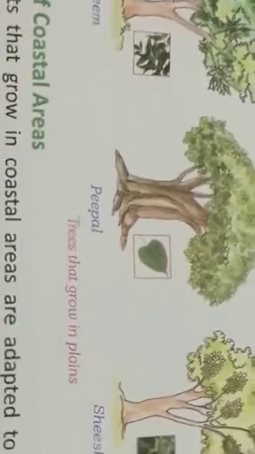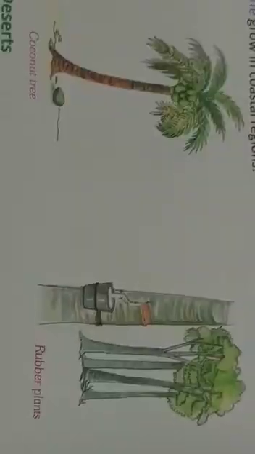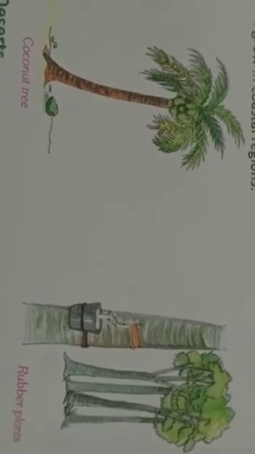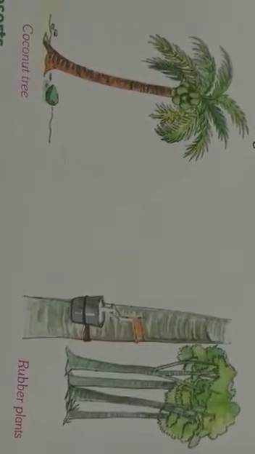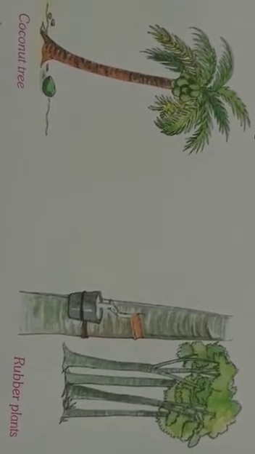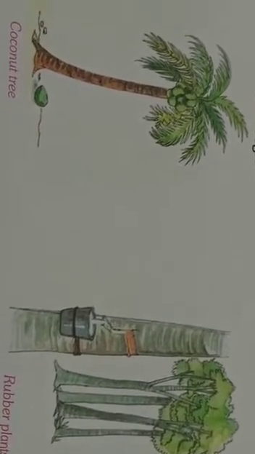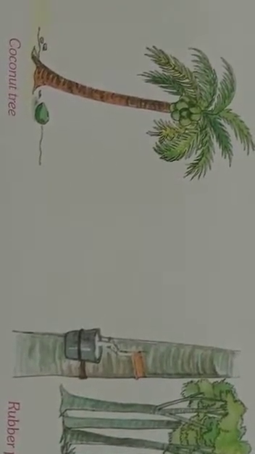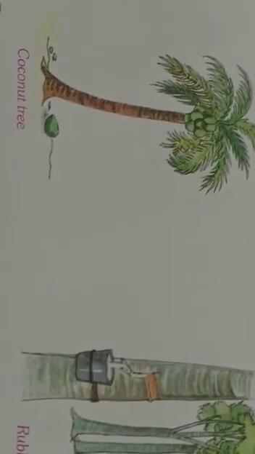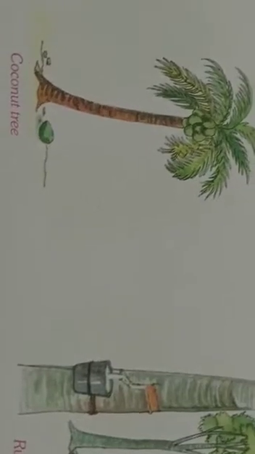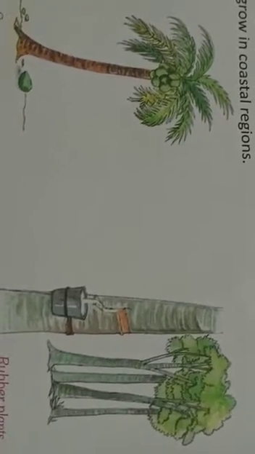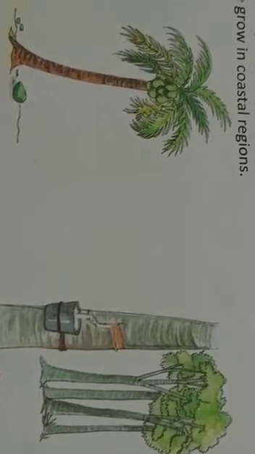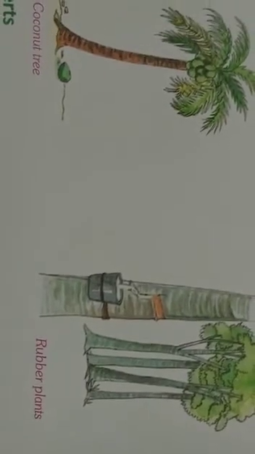Now, plants of coastal areas. The plants that grow in coastal areas are adapted to hot and humid climate. Coconut tree grows in coastal areas because it can survive in salty water. These trees are evergreen. They do not shed their leaves in winter. Rubber, pepper, rice, sugarcane grow in coastal regions.